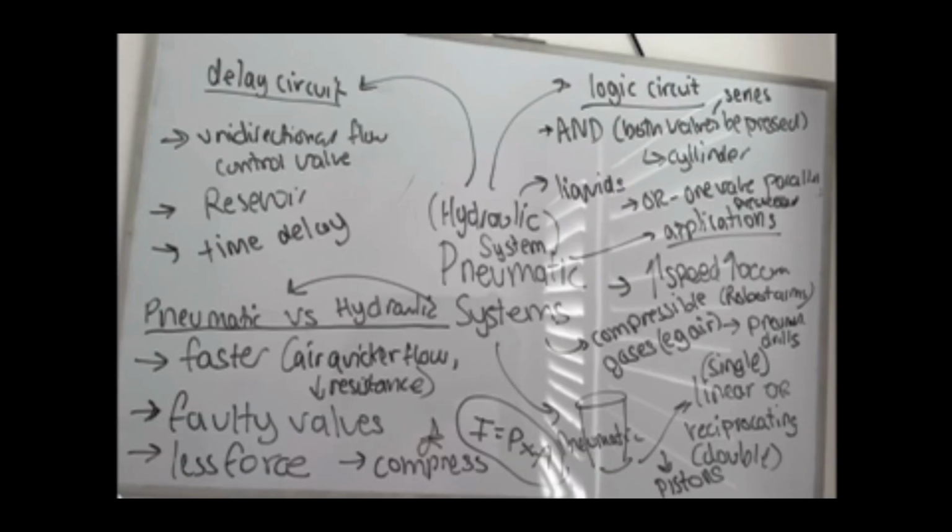Then you have logic circuits. So for logic circuits, there are AND and OR. So AND is used for series circuits, and both valves need to be pressed in order for the cylinder to be operated, whereas in the OR logic circuit, only one of them needs to be pressed, but it works in parallel.